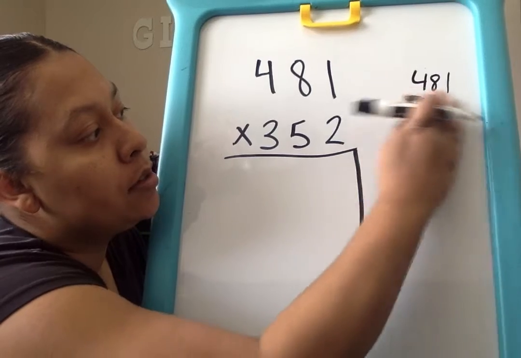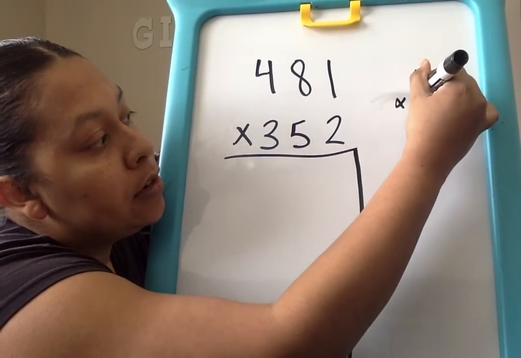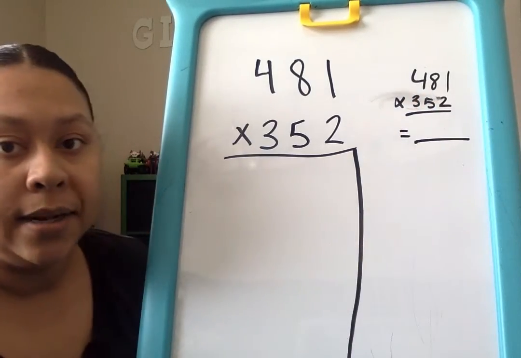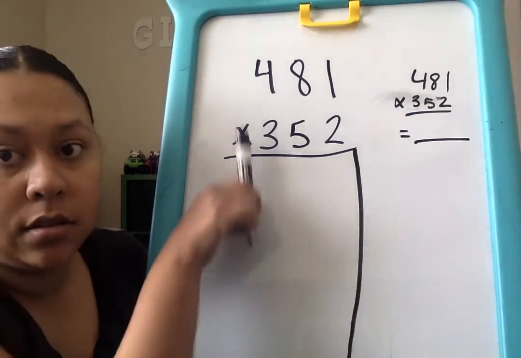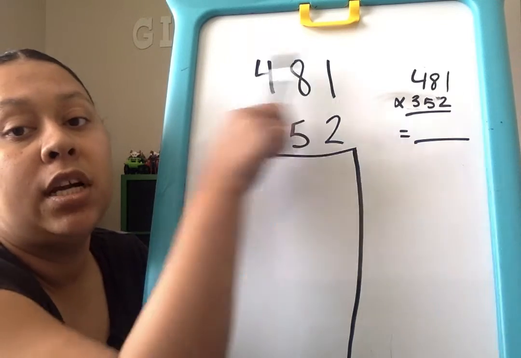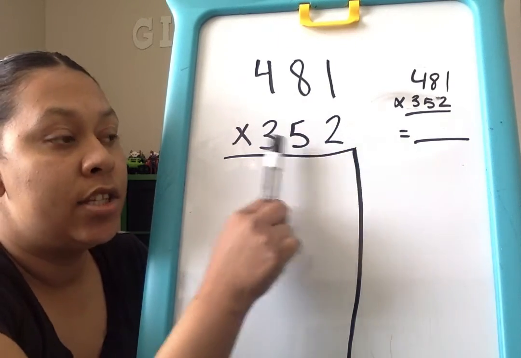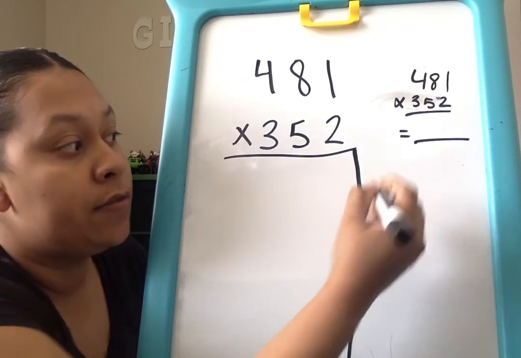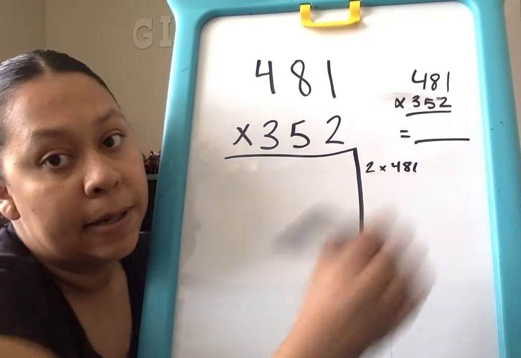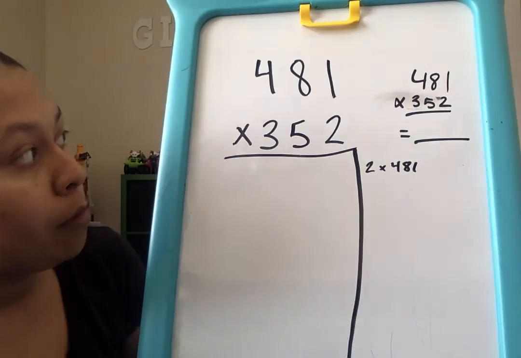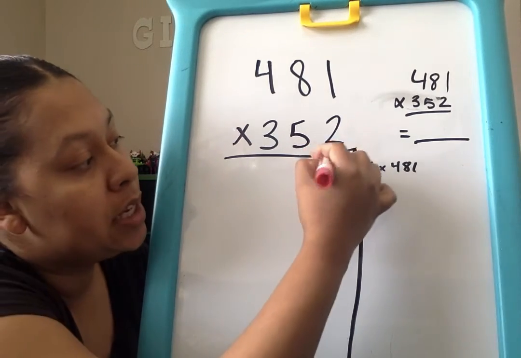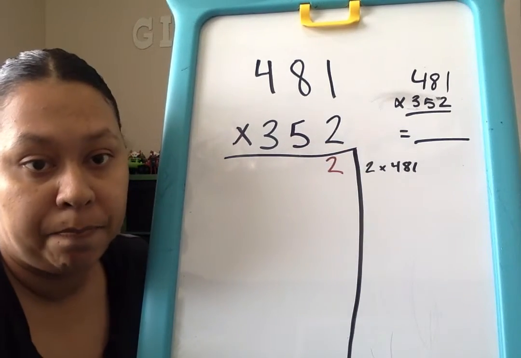Okay, oops. So first, let's start with doing our standard algorithm. So we're multiplying 481 times each digit on the bottom, okay? So first we have 2 times 481, okay? So 2 times 1 is 2, so we would plug in 2 right here in the ones place.